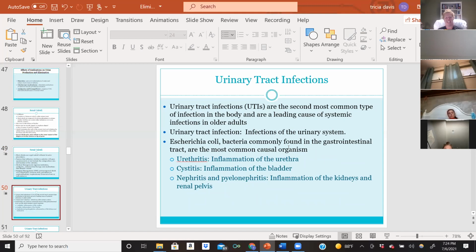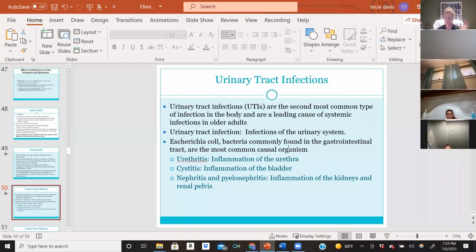Confusion. Very good, confusion. You and I would not present with that, okay? Younger people. But those older adults, that's usually what they present with. So a urinary tract infection is an infection of the urinary system. Usually it is caused by E. coli, which is the most common bacteria.